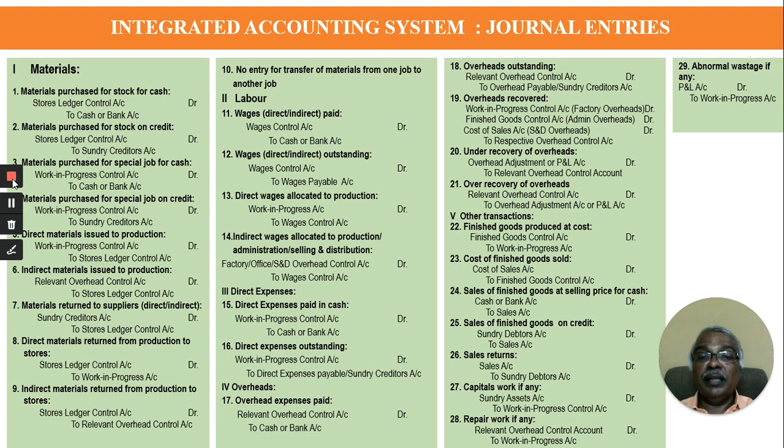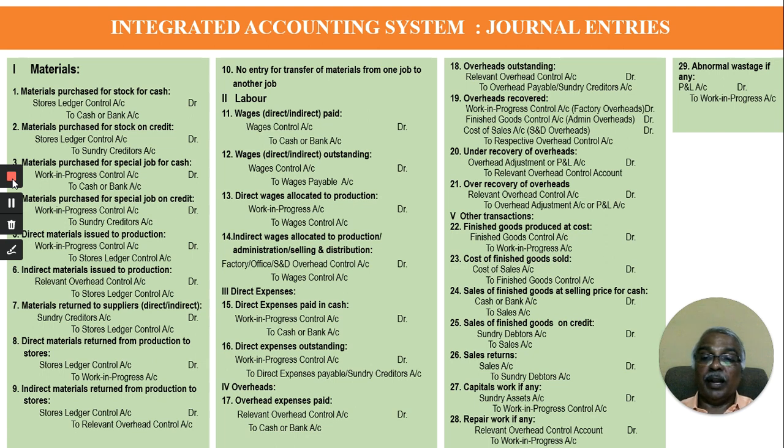If the indirect wages of any form, factory, office, selling and distribution, so relevant overhead control account debit to wages control account, that is the journal entry that is to be passed. If any direct expenses are incurred, then work in progress control account debit to bank account. So directly we charge it to work in progress control account.